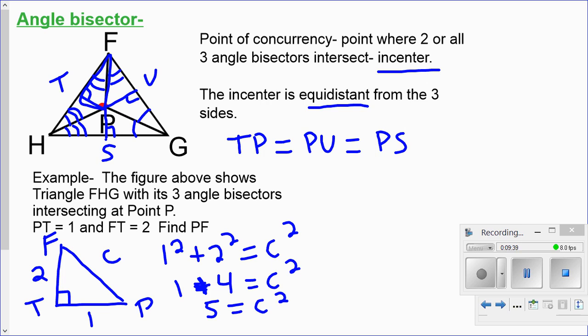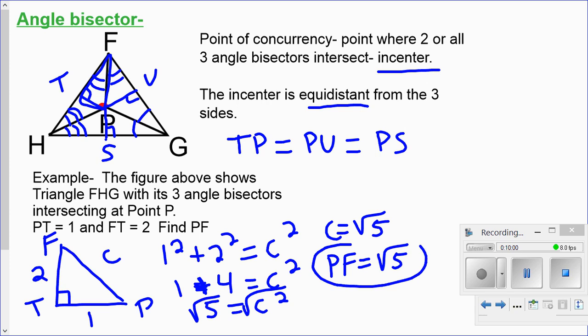And I want to solve for C, of course, so I'm going to take the square root of each side. So C is equal to the square root of 5. So the length of PF is equal to the square root of 5. I'm going to leave that exact, but I could certainly use a calculator and approximate that if I wanted a decimal approximation. So that is the length of PF.